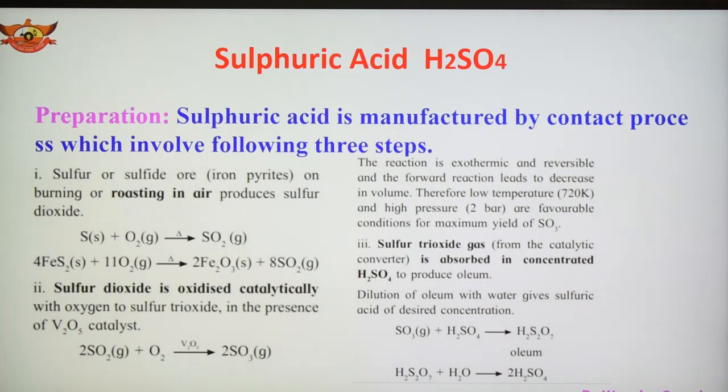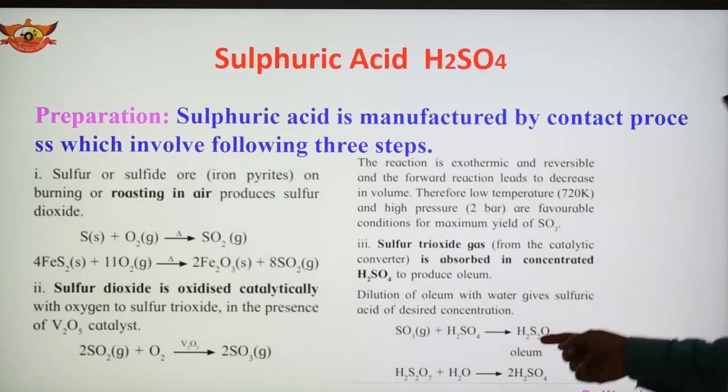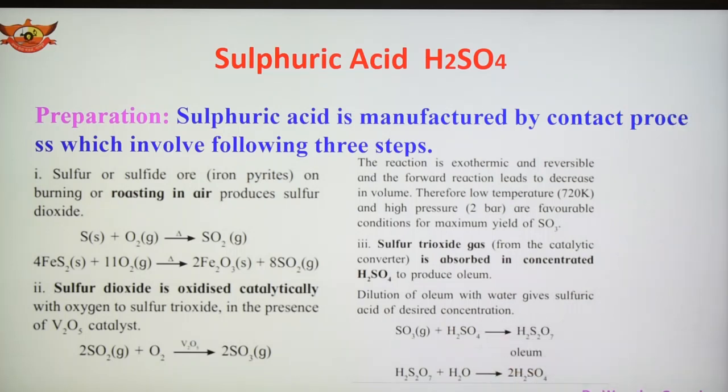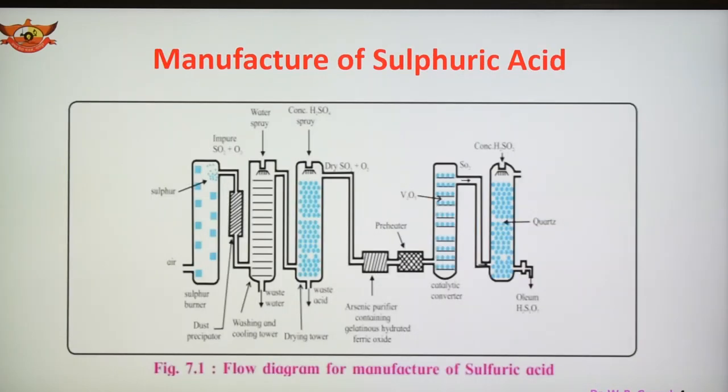So these are the three steps. Again I am repeating: in the first step SO2 is obtained, in the second step SO3 is obtained, and in the third step we obtain oleum, and when it is diluted we get sulfuric acid. So these are the three steps of preparation of sulfuric acid by the process known as the contact process, and a flow chart diagram is shown here for the manufacture of sulfuric acid.